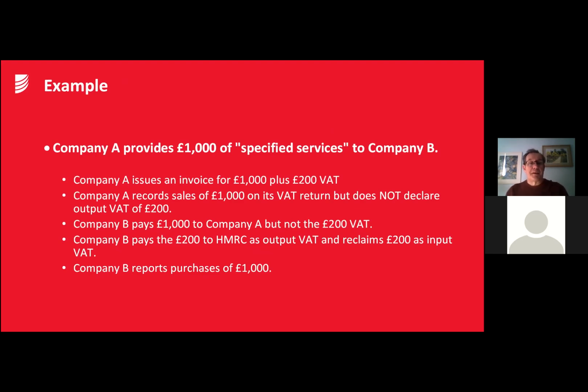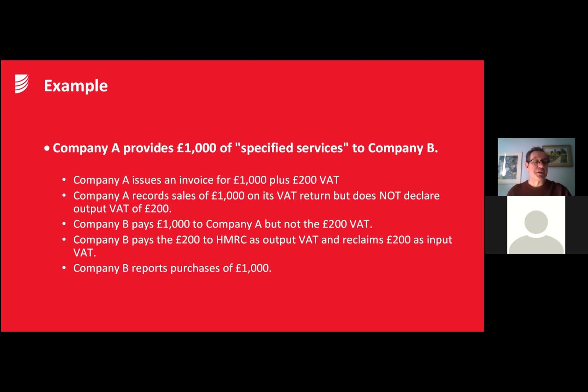Okay, so we're going to go on to an example now of an invoice, basically where Company A, which is the supplier, provides £1,000 of specified services to Company B. Company A will in this instance issue an invoice to Company B for £1,000 plus £200, but the company specifies on the invoice that the services are subject to the Construction Industry Reverse Charge scheme, and that Company B is responsible for paying the VAT over to HMRC.